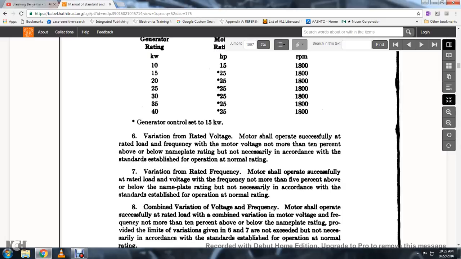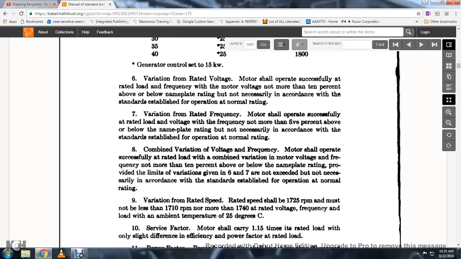Variation of rated voltage: the motor shall operate successfully at rated frequency with the motor voltage no more than 10% above or below the nameplate rating, and in accordance with the standards established for the normal rating.